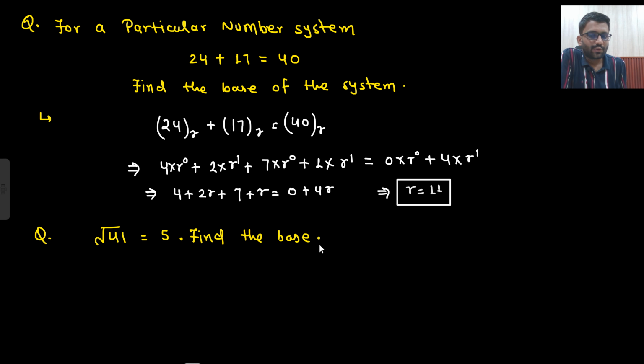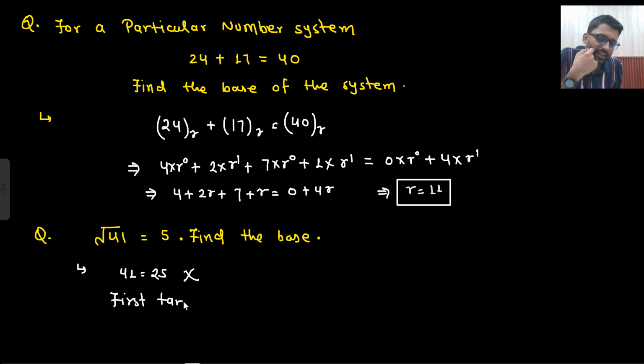Root 41 is equal to 5. Find the base. So if I do that, 41 will be equal to 25. This step is wrong here. Why is this step wrong? You cannot do any calculation first. Always our first target would be to convert into decimal, then perform the calculation.